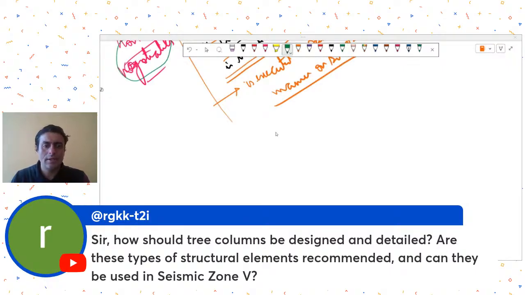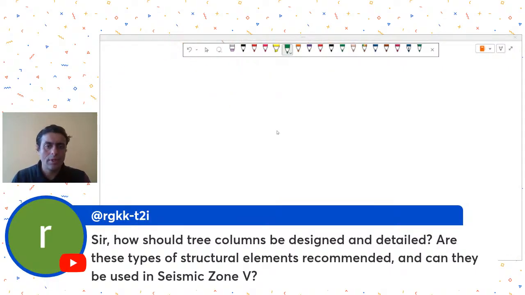RGKK-T2I, I think, is Mr. Raghu. He is asking, how should tree columns be designed and detailed? What is a tree column? Are these types of structural elements recommended, and can they be used in seismic zone 5?